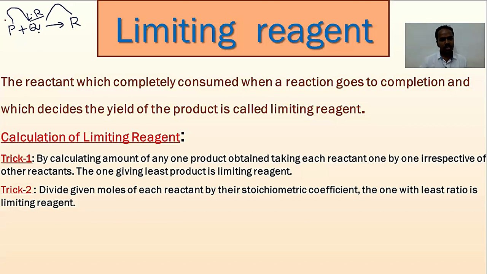Means the limiting reagent can control the complete chemical reaction. Once the limiting reagent is completely consumed, the reaction is going to stop. It decides the quantity of product or number of moles of product produced. It also decides the quantity of all the remaining reactants that have to react. That is called limiting reagent. So this is the theory part regarding this topic.